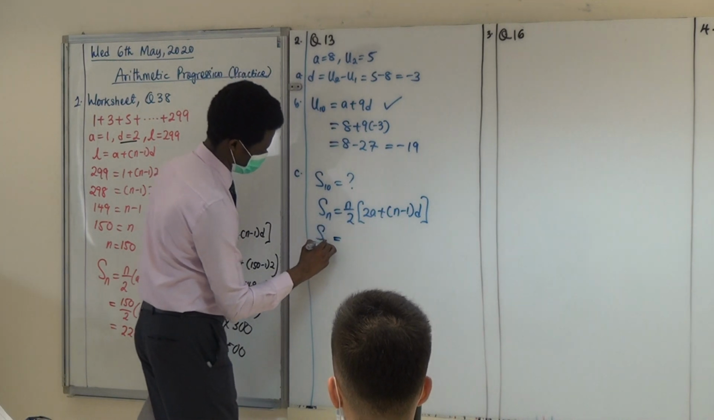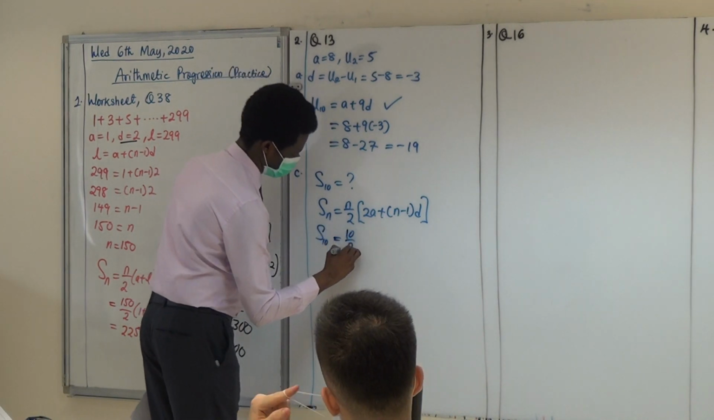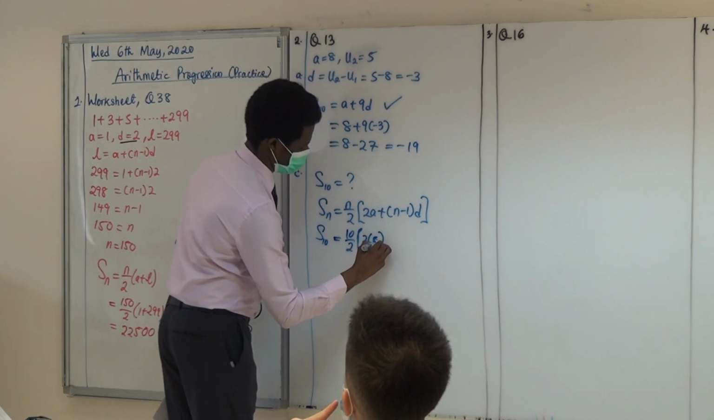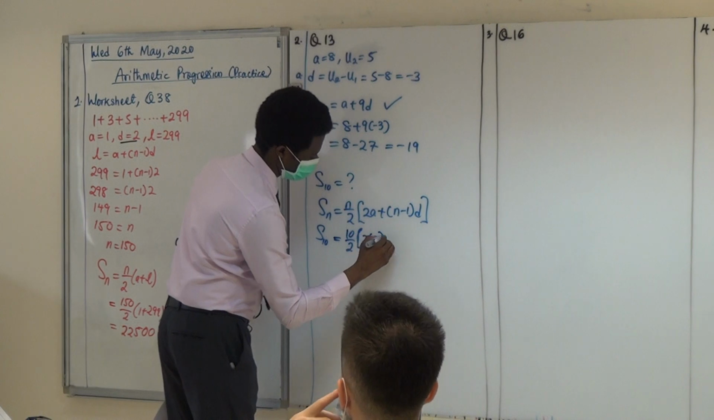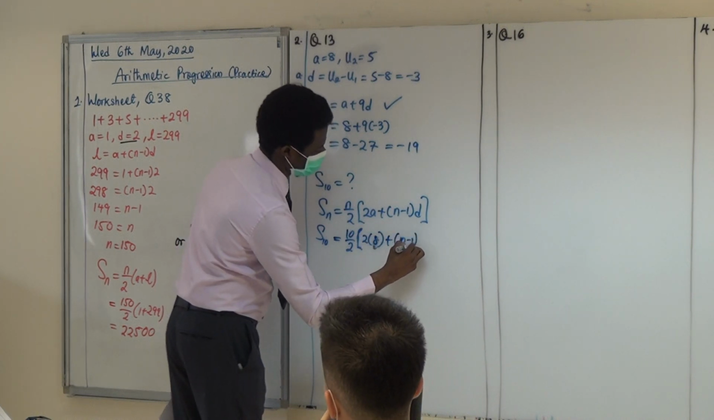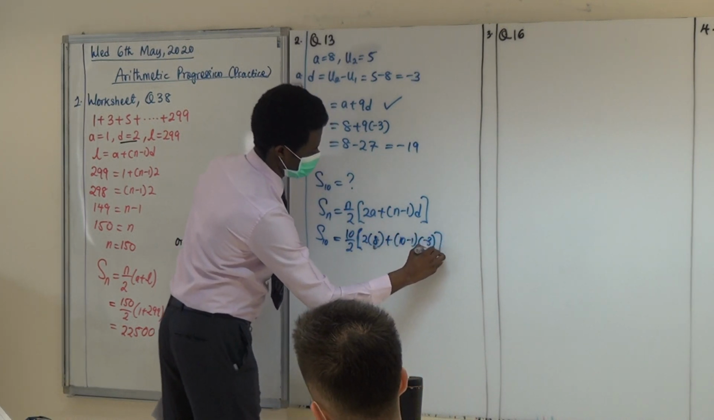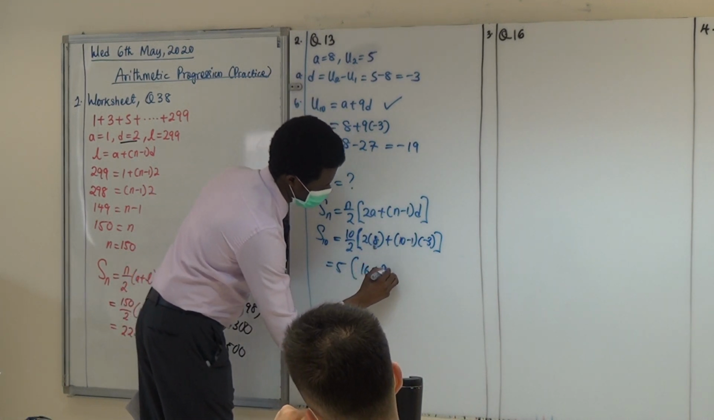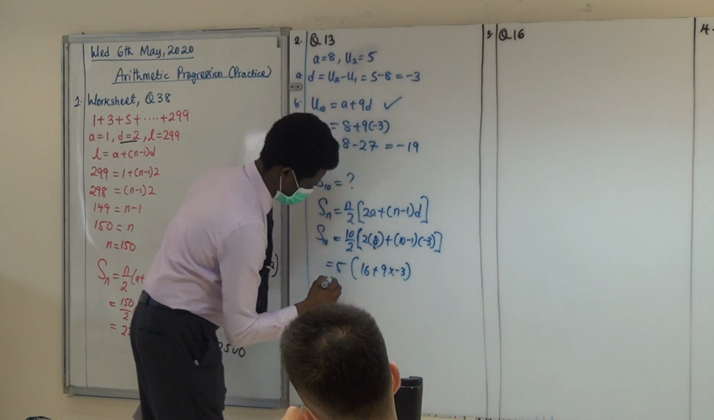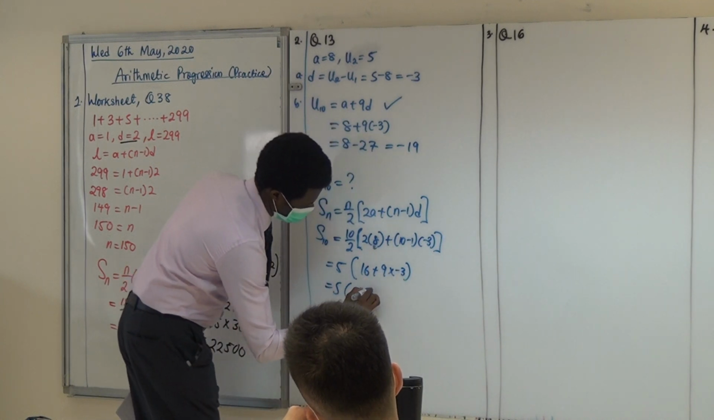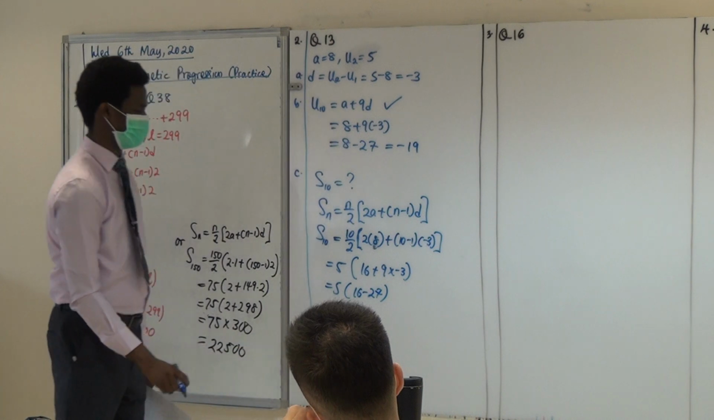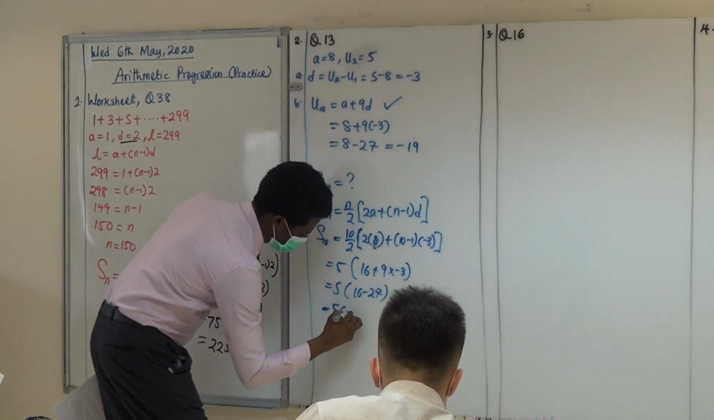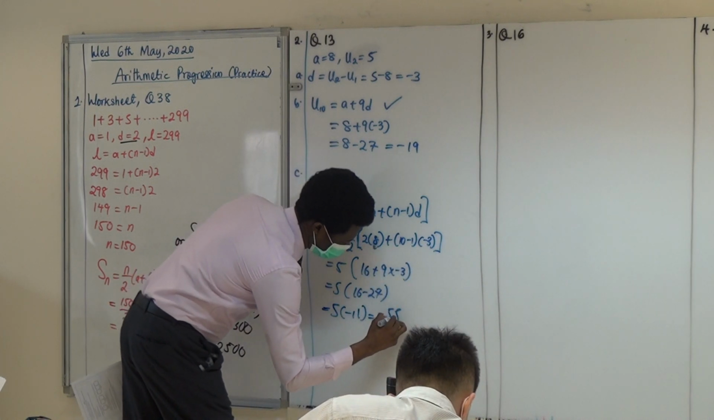Let's do this first. S10 will be 10 over 2, 2 bracket 8, what? 8. N minus 1, 10 minus 1, D is negative 3, because you put that in bracket. 5 bracket 16, this is 9 times negative 3. And that gives 5 bracket 16 minus 27. Am I right? Yes. What is 16 minus 27? Negative 11. So 5 times negative 11 is negative 55.